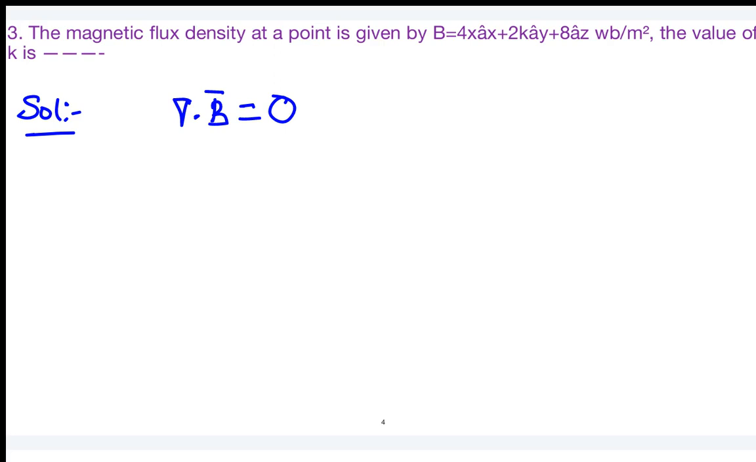So when you take the divergence of B, since it is in rectangular coordinates, I told you the shortcut: differentiate the AX coefficient with respect to X, so that will be 4, and differentiate the AY coefficient with respect to Y. Sorry, actually there is one term which is missing here. This will be 2KY. You can correct it.